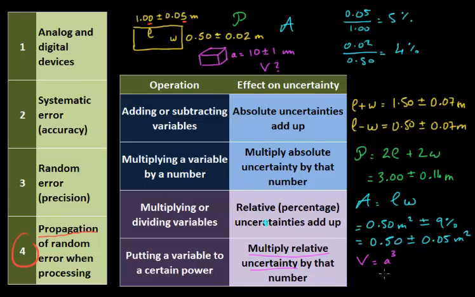So the volume is equal to 1,000 centimeter cubed plus or minus 10% times 3, so that's 30%, plus or minus 30%. Again, imagine I want the uncertainty now in absolute terms. I have 1,000 plus or minus 30% of 1,000, that's 300. So plus or minus 300 centimeter cubed.